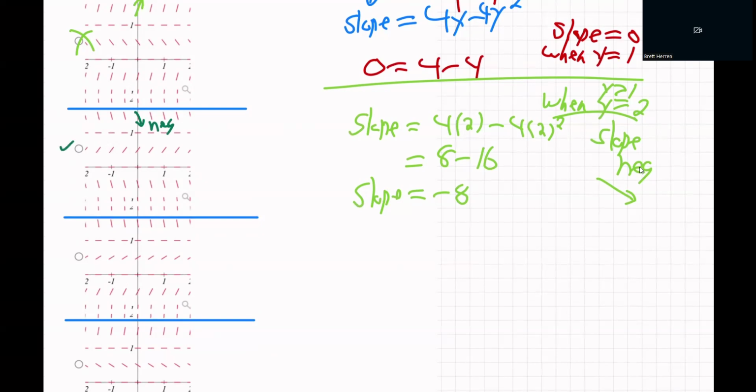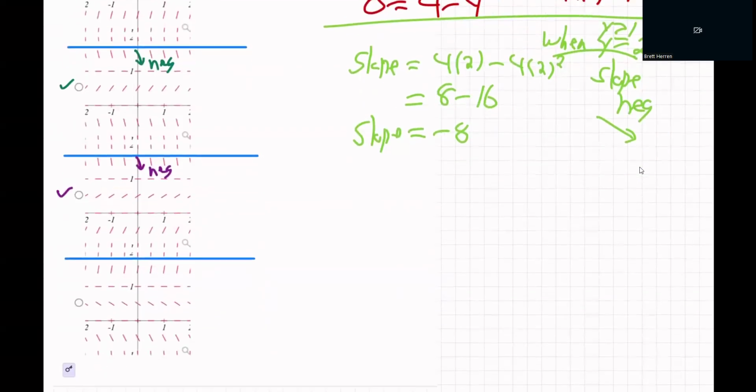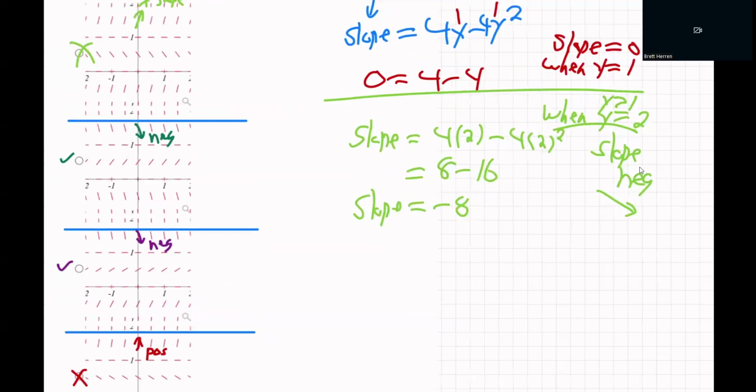How about the next one below that? When you're above 1, slope is negative. Good. Check. And then how about this bottom one? When you're above 1, slope is positive. Positive slope, no. Okay, we're down to those two. What else can we check?